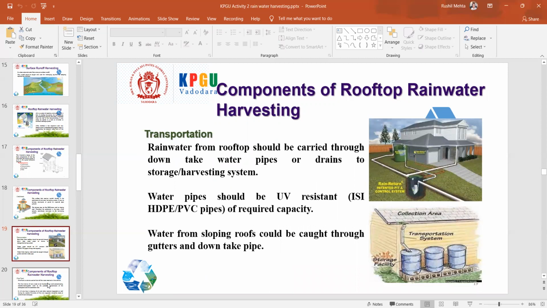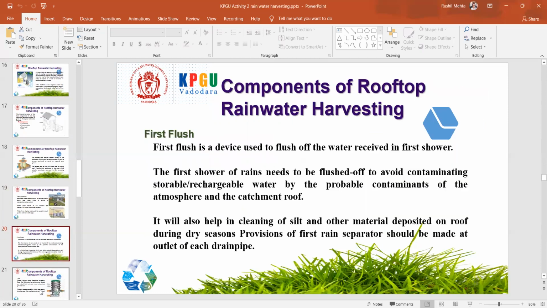Transportation. Rainwater from the roof can be carried through downtake water pipes or drains to a storage or harvesting system. The water pipe should be UV resistant and of the required capacity, and the water should be caught through a gutter or downtake pipe. As you can see here, this water will travel through this pipeline, but ultimately it will be stored over here.